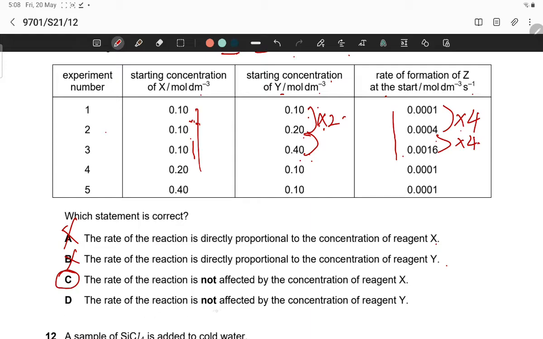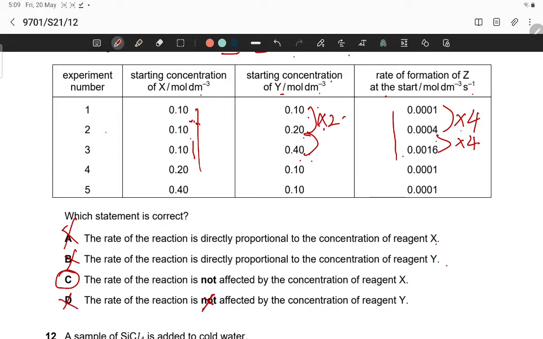The rate of reaction is not affected by the concentration of reagent Y. But by doubling the concentration of Y, the rate increases, so yes, this is also incorrect, because the rate of reaction is affected. So this is also incorrect.